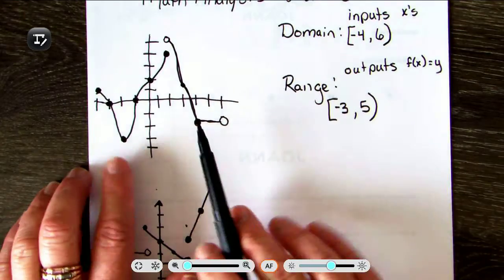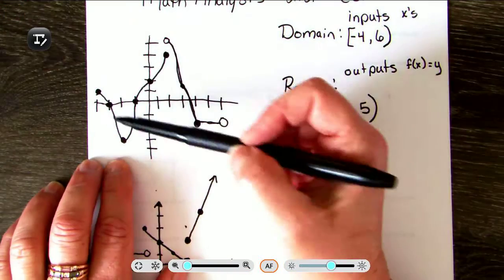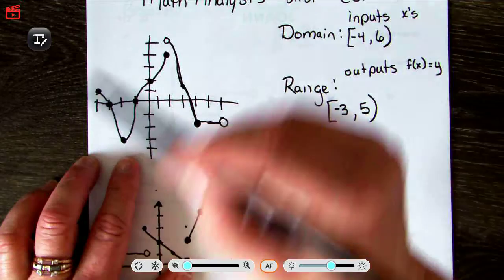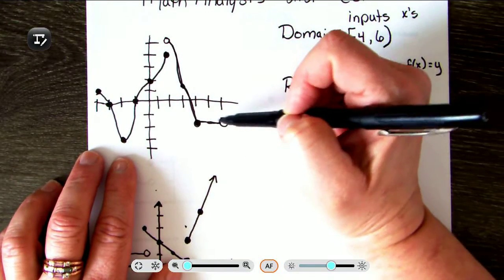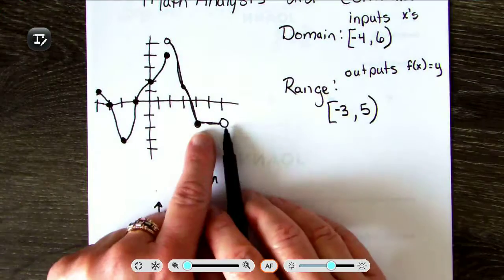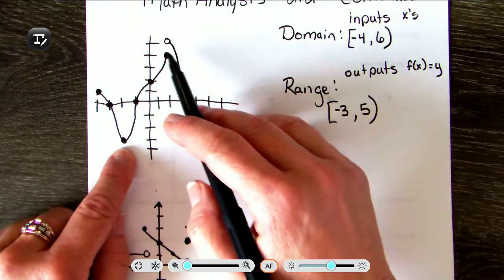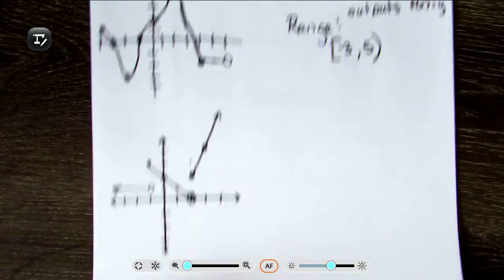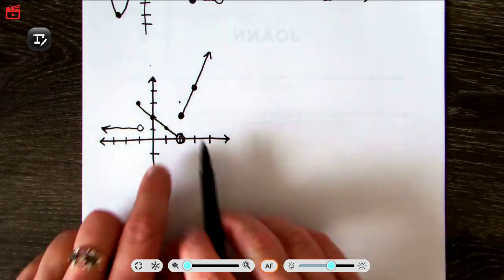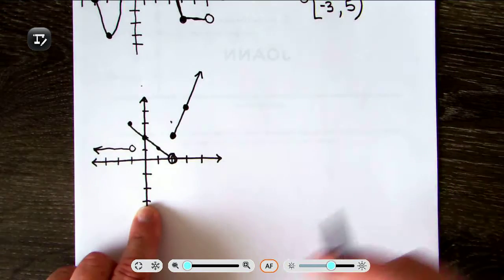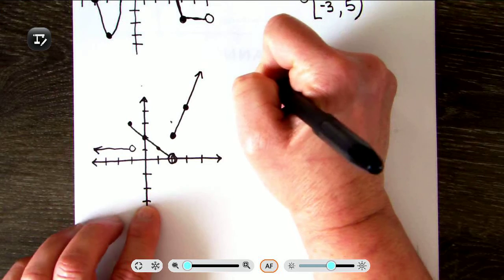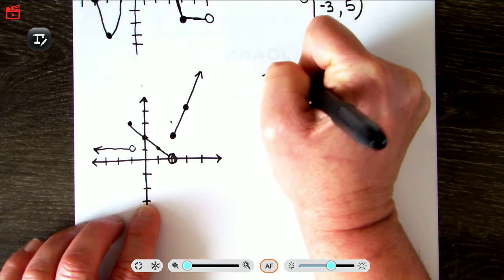This would also be a piecewise function because it's got pieces. However, we haven't figured out how to get the equations for those pieces, except for possibly this one. I don't know the equation for this curve here. But since I have straight lines, I can actually come up with the pieces. But let's again go through domain and range, just as practice.